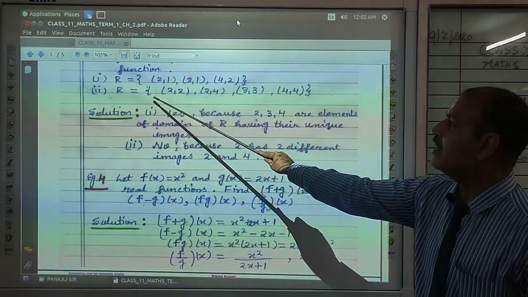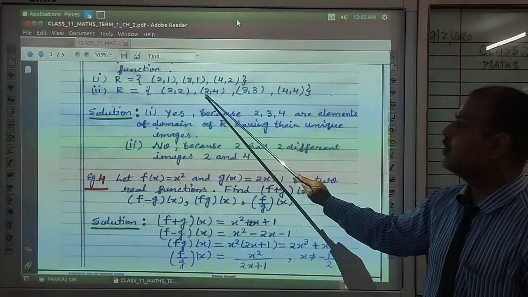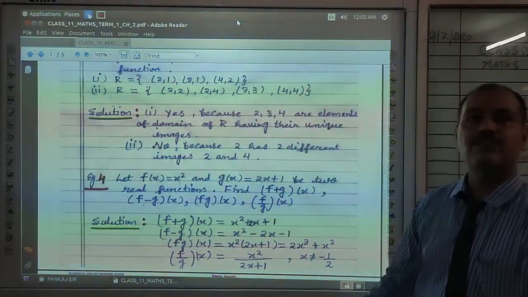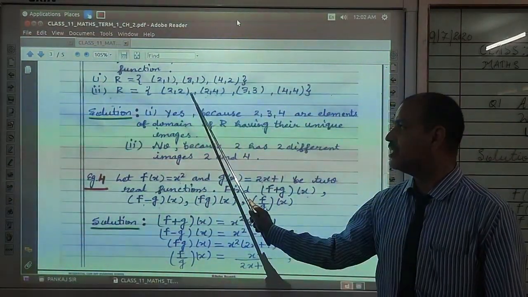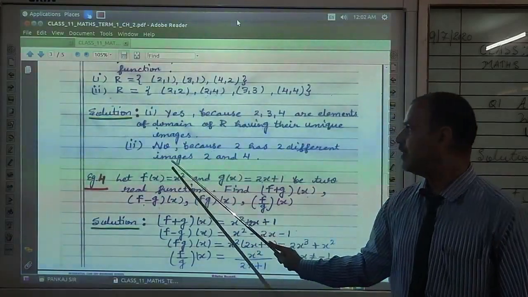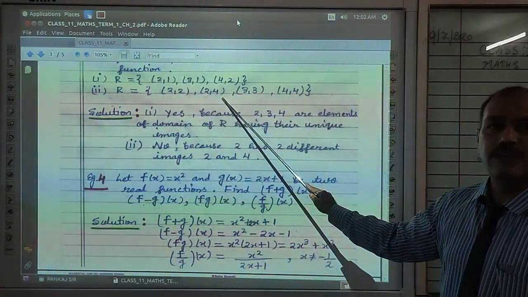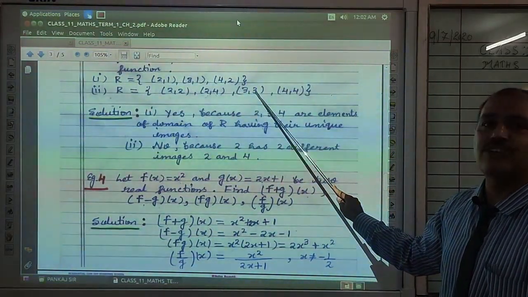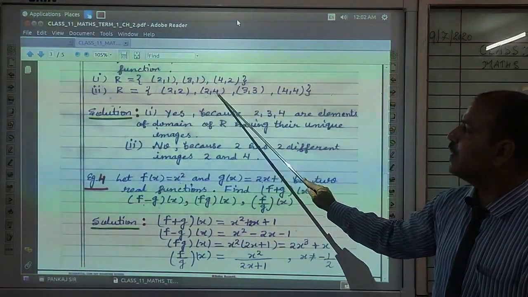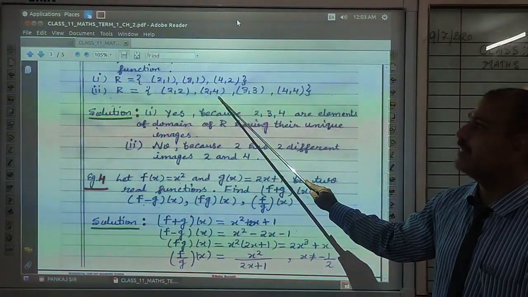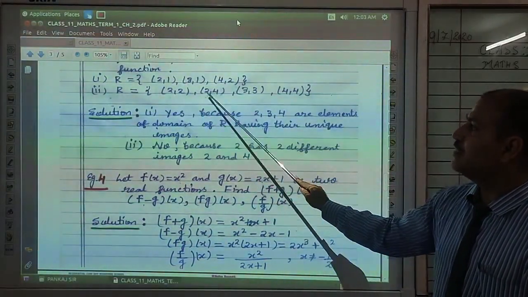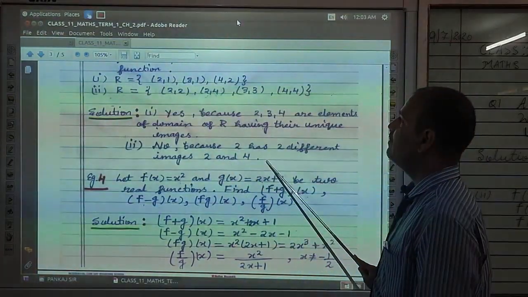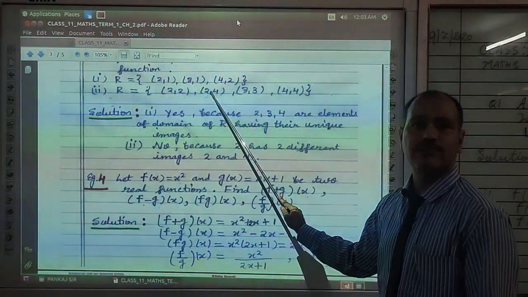Second part, R is equal to {(2, 2), (2, 4), (3, 3), (4, 4)}. Again, what is the question? Is this a function or not? This is not a function. Earlier, I explained why this one is not a function, because here 2 has two different images, 2 and 4. Therefore, this is not a function.